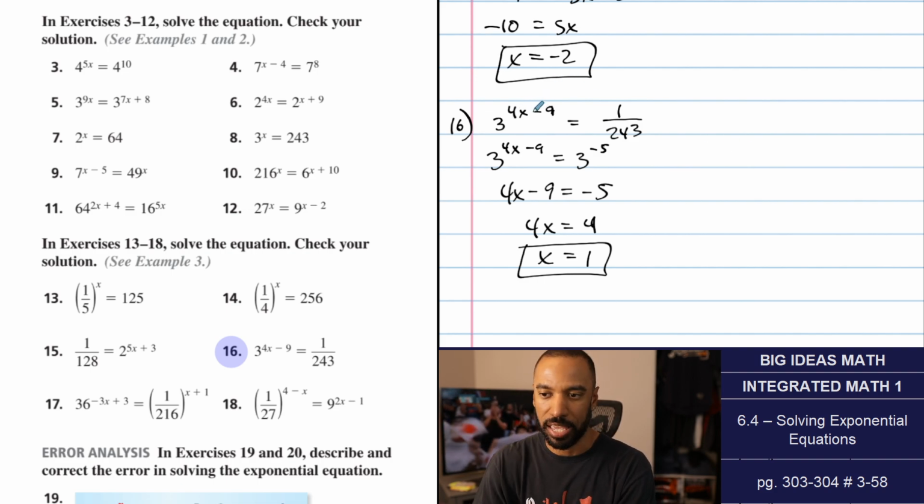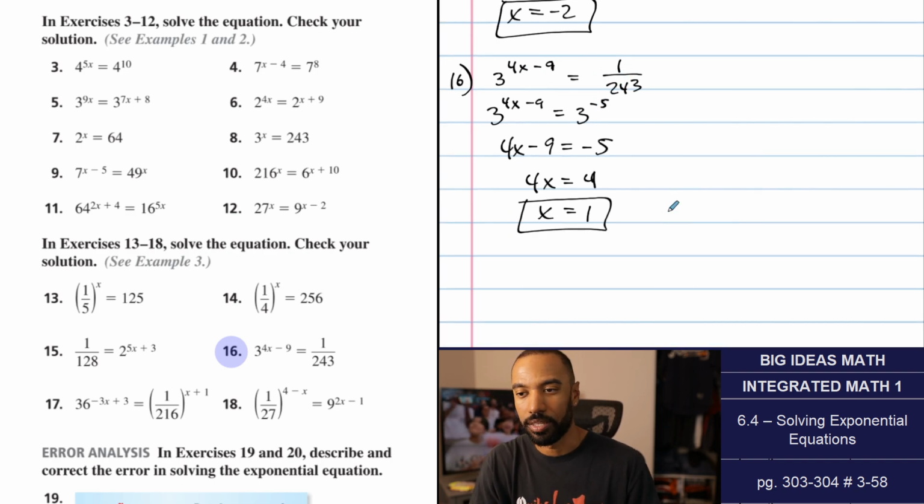4 times 1 minus 9 is negative 5. 3 to the negative 5th. Hey, that's 1 over 243.